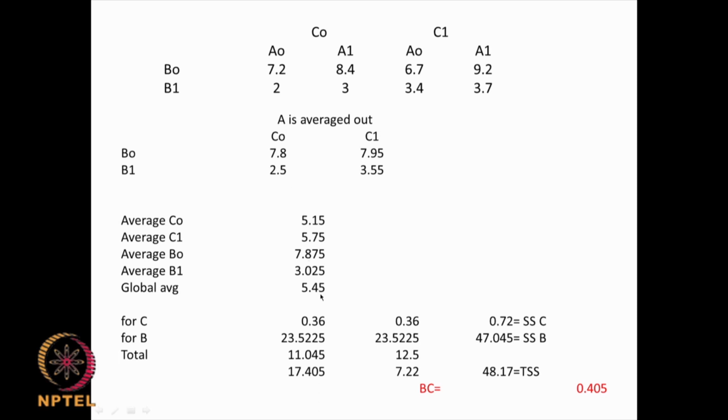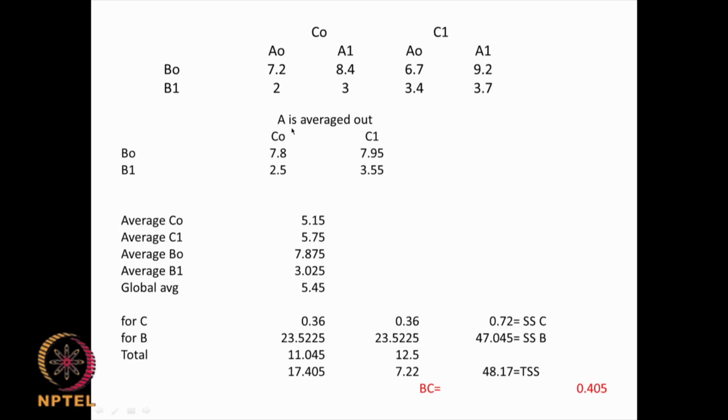2.5 minus 5.45 multiply by 2, okay. 7.95 minus 5.45 square multiply by 2, 3.55 minus 5.45 multiply by 2. So, we get these 4 terms, add up all of this will give you the total sum of squares. So, from total sum of squares we can subtract sum of squares for B, sum of squares for C, and that we either call error or we call it sum of squares due to BC.